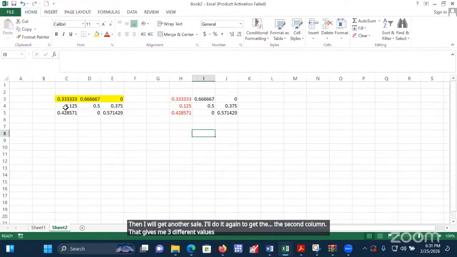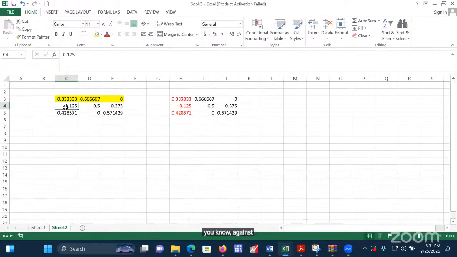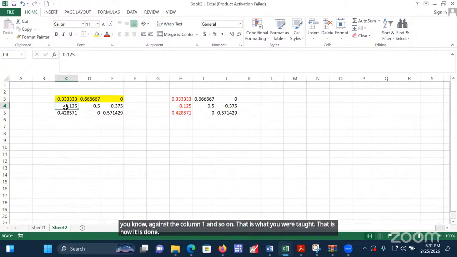Then I repeat the same for row 2, against column 1 and so on. That is what you were taught. That is how it is done. And this is exactly what Excel is doing.